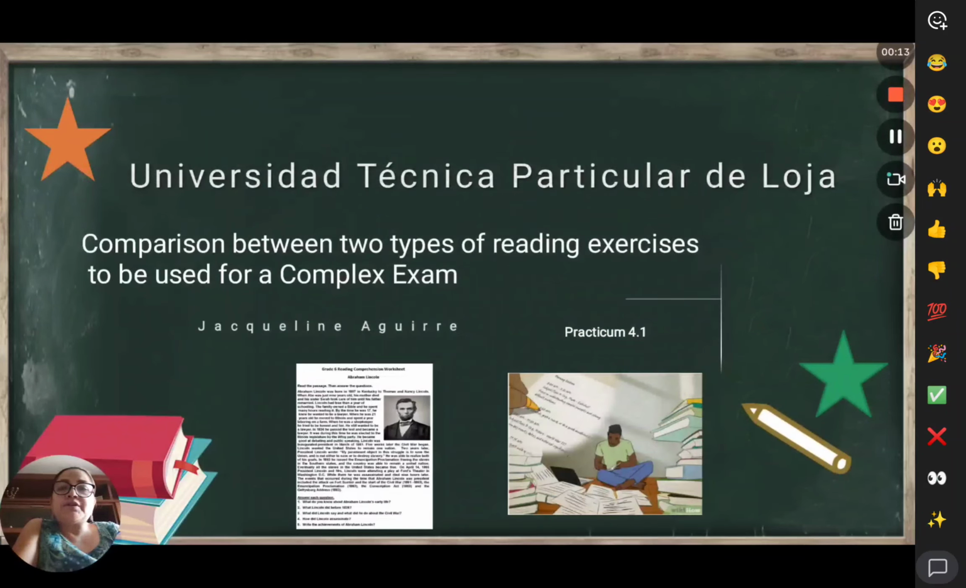I'm a student of Pedagogía de los Idiomas Nacionales y Extranjeros in the UTPL. Today I'll be talking about comparisons between two types of reading exercises to be used for a complex exam. This is a task for Practicum 4.1.